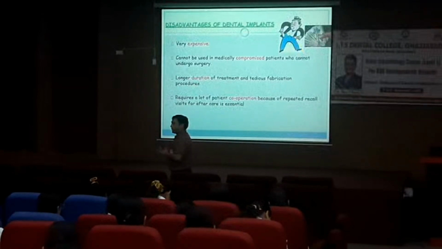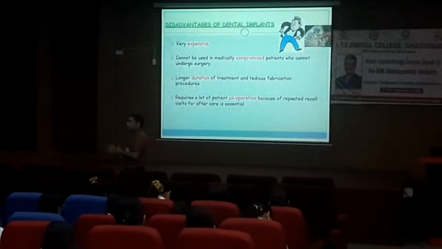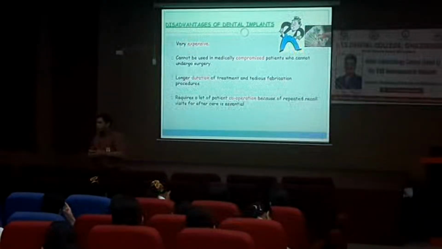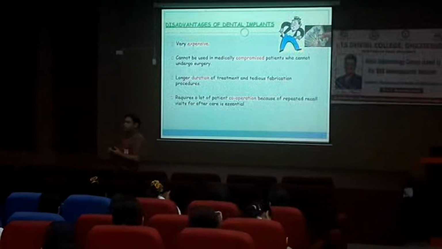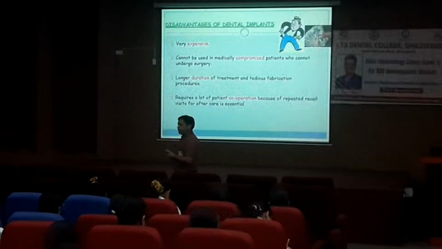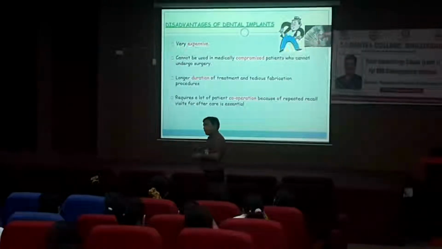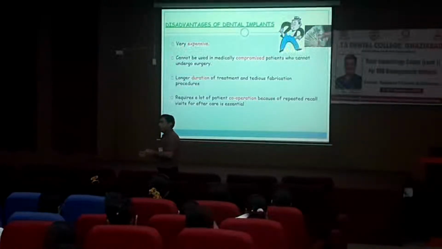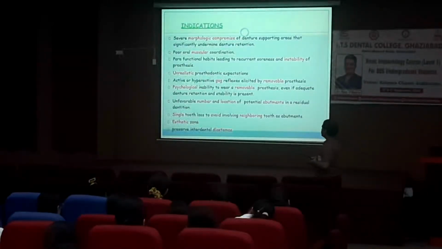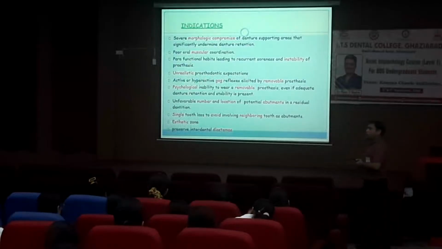Duration of treatment and tedious fabrication procedure, definitely, because once you put an implant, it will take time for the osseointegration. So mostly 3 months is required for the osseointegration. Then there is the first surgery at the time of implant placement, then after 3 months we have a second surgery, and then the prosthesis fabrication. So it will take around 4 to 5 months for the compromised denture support area. If you are not able to make a denture, then you go for the implant.